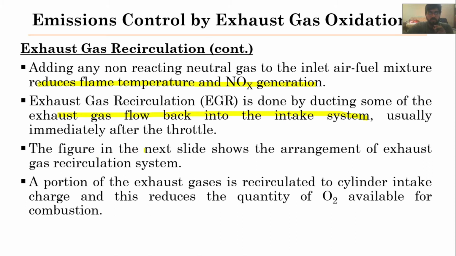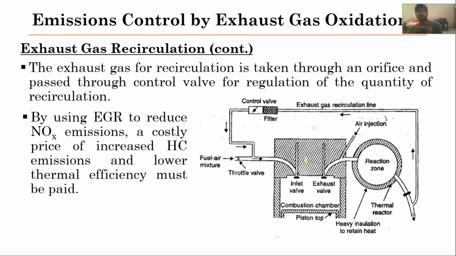So again, I will show you the figure in the next slide. A portion of these exhaust gases is recirculated back to the cylinder intake charge, and it will reduce the quantity of the oxygen which was available for the combustion. So as a result, lower flame temperatures will occur, and not only that, we will also have some incomplete combustion as well, and we will have increased unburned hydrocarbon emissions as well.